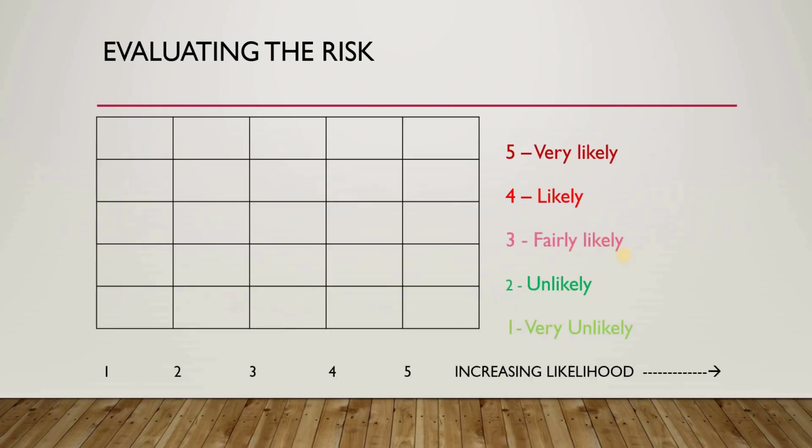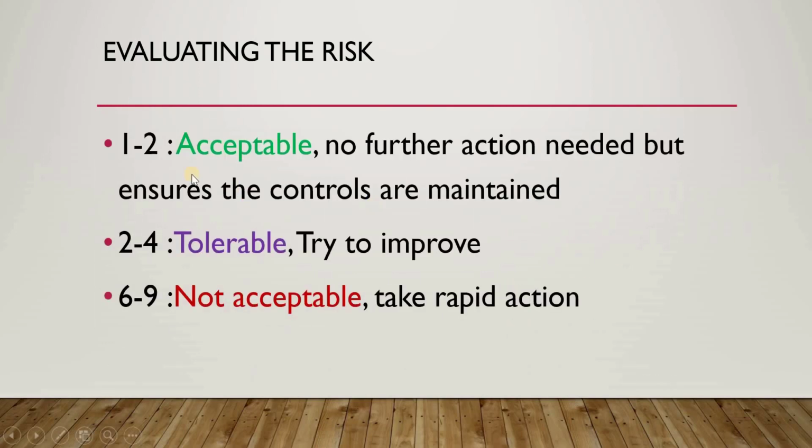For example, on the first and the second location, the risk is acceptable. What does it mean? No further action needed, but ensure that controls are maintained. Like on the first and second location, the risk is very low, so it doesn't need any further action, but we have to opt for our control methods, safety methods, which we will discuss in the next lectures.